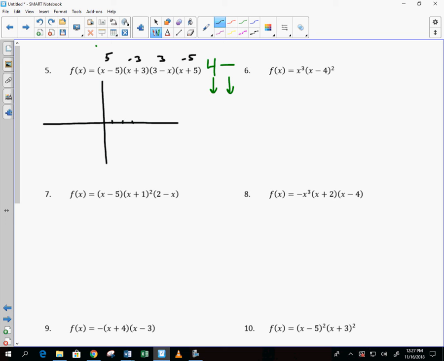One, 2, 3, 4, 5. Looks like it passes through each one of those spots as just a single root.